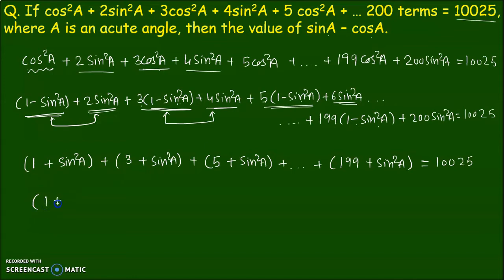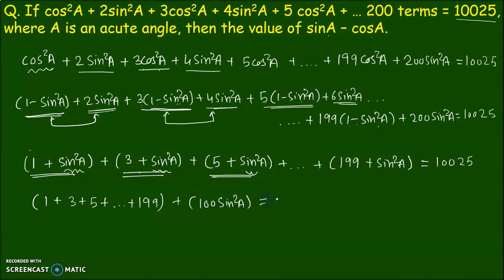So here you can separate two series. One series is 1 plus 3 plus 5 up to 199, and the other series is sin square A plus sin square A plus sin square A and so on. So how many sin square A terms will there be? The first pair, the second pair, the third pair and so on: there will be a total of 100 pairs. So it will be 100 sin square A, and the total is equal to 10,025.